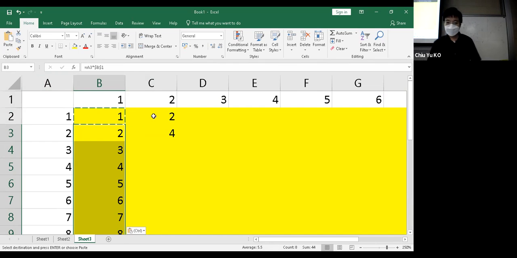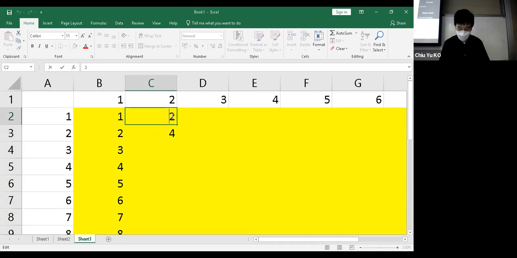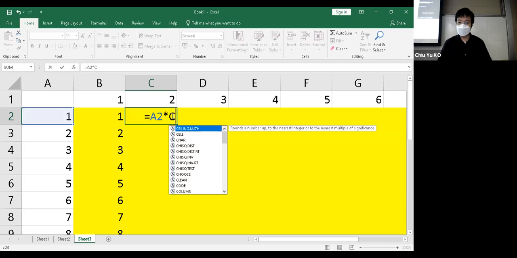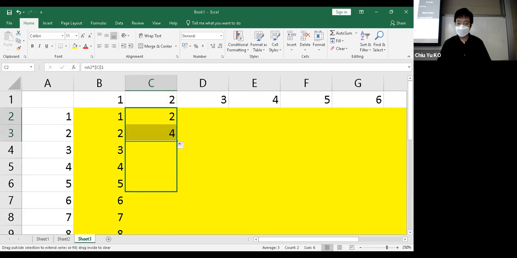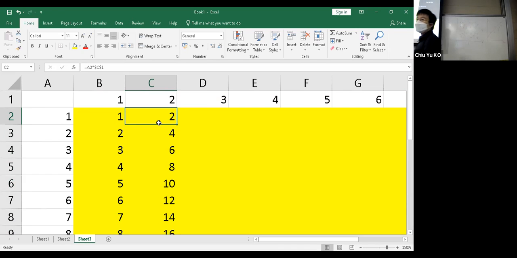Okay, actually you can do the same for this one. It will be equal to this A2 multiplied by C1, right? Remember, for C1 we want to put a dollar sign here, a $2 sign. And if you do this thing again 9 times, you can get this times table.